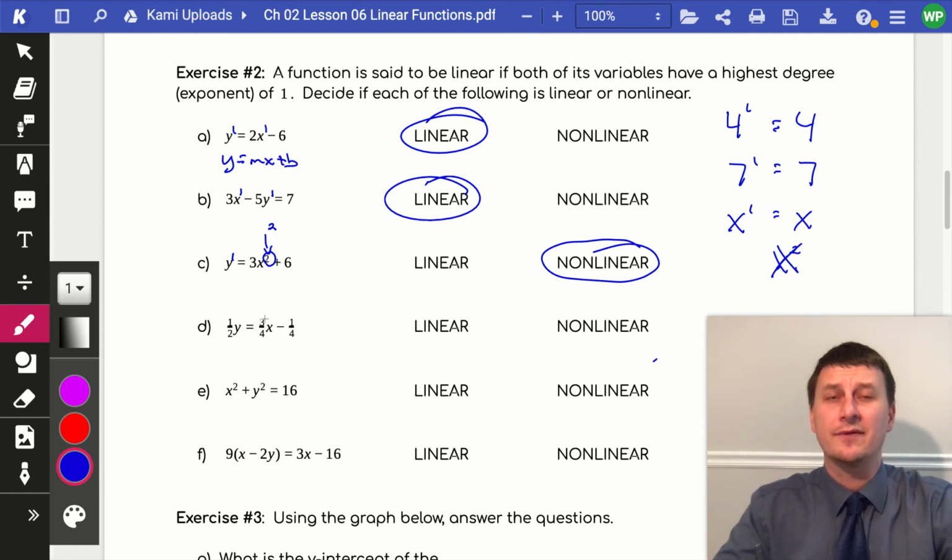Now again, we have a whole bunch of fractions here, but don't let the fractions throw you off because again, just look at the y variable. It's got an exponent of 1, and the x variable, exponent of 1, which makes that one linear.